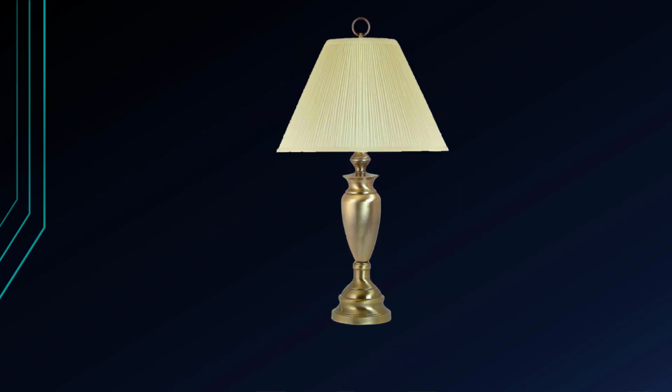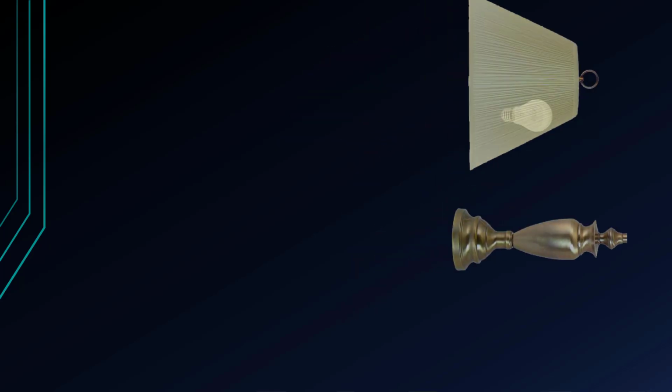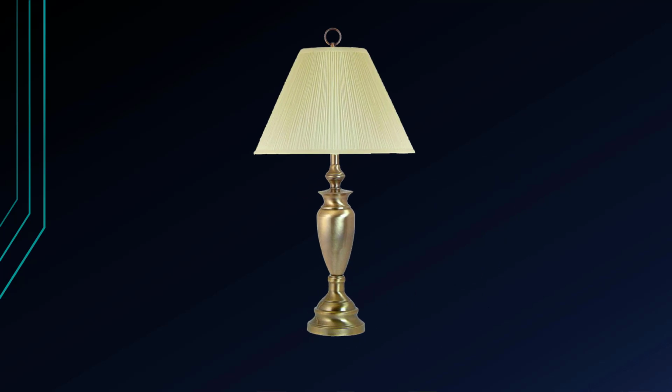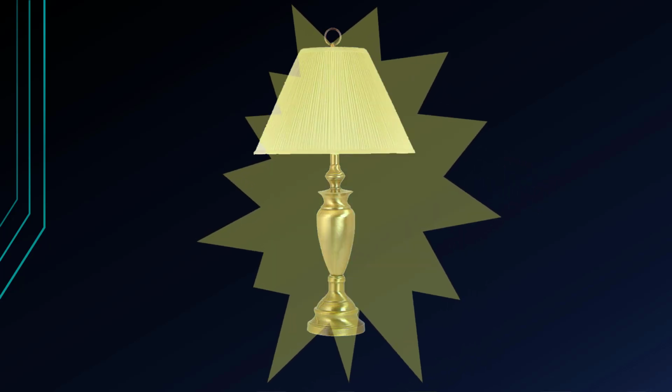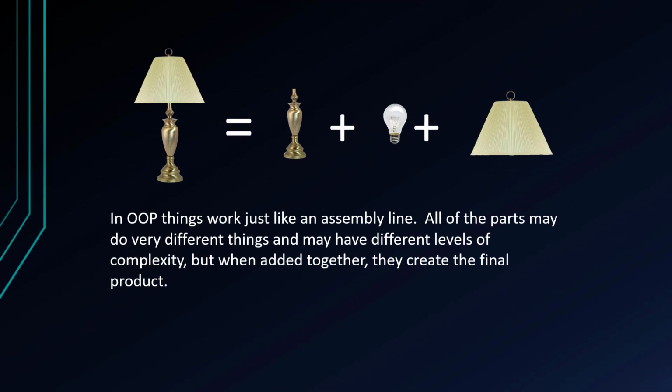If something goes wrong, let's say my light suddenly stops working, I don't have to chuck the entire thing, because I can just replace the bulb with a new bulb, or solve the problem with the bulb, and then I have light again. So that's the big mindset. In object-oriented programming, everything works like an assembly line.